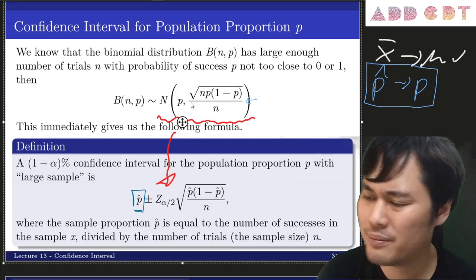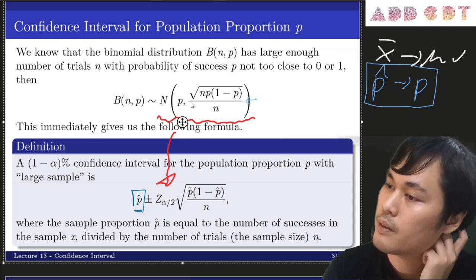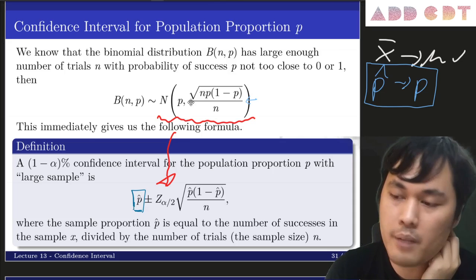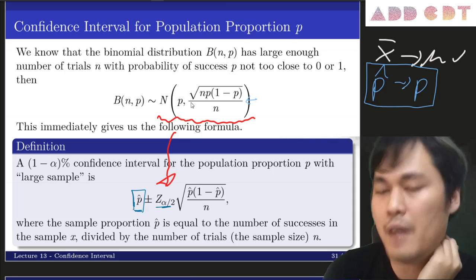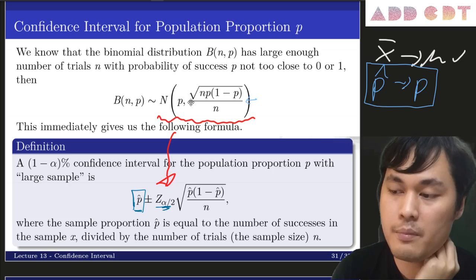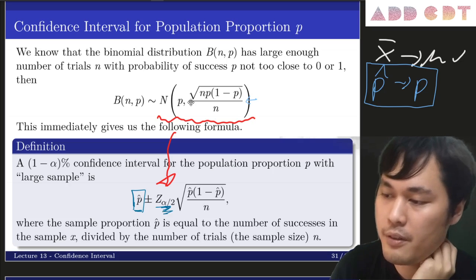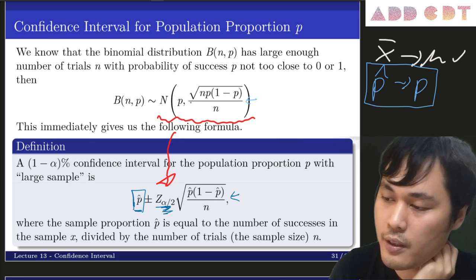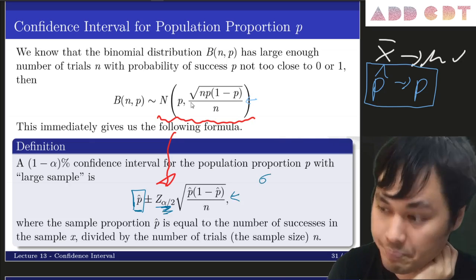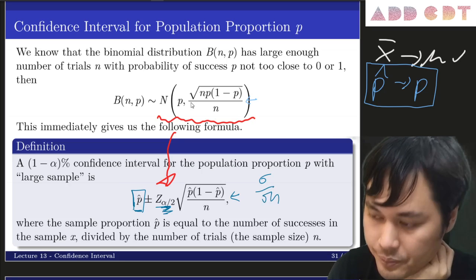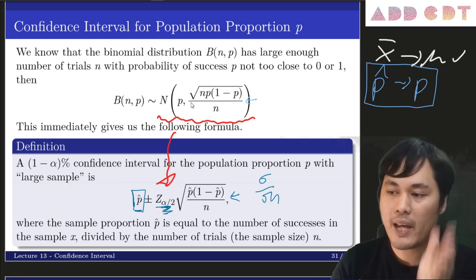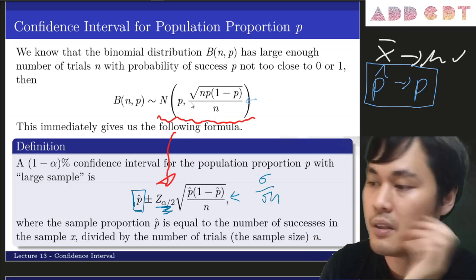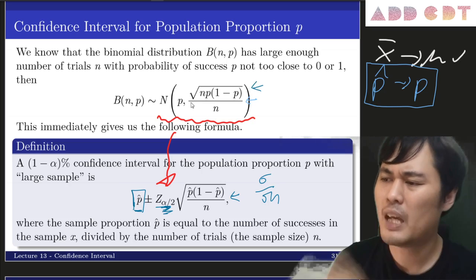We have p hat, the value that we get from our experiment or our sample. We have the same z from the table, but what we put here is different. Like before, we have sigma over square root of n, and this one is still the same sigma over square root of n, but we have a different sigma now.